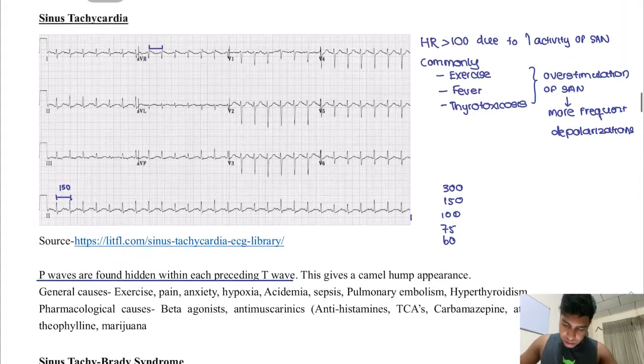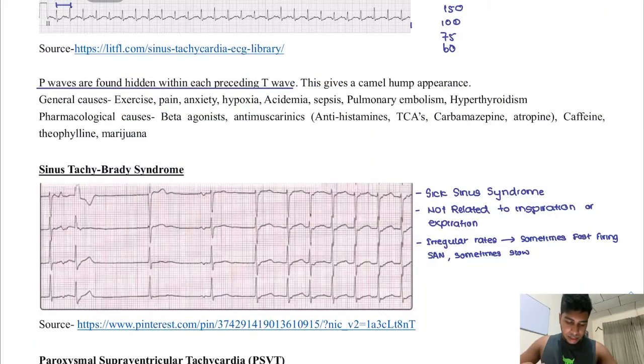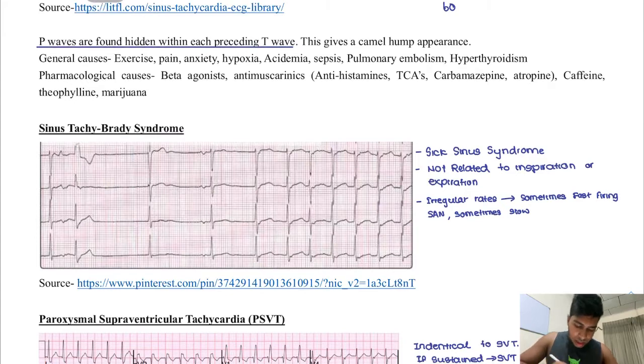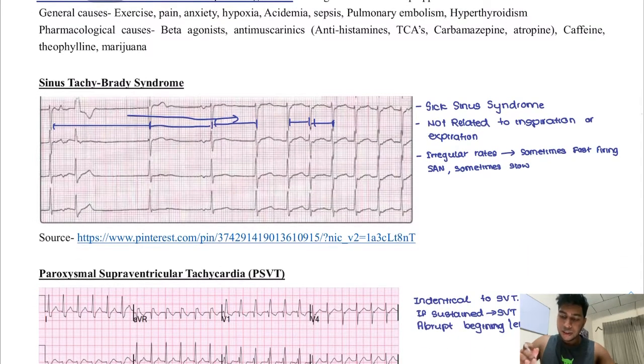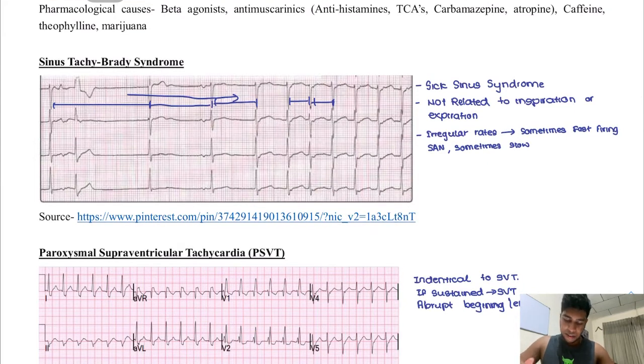Okay, so this is a sinus tachycardia. Next, we have a condition. This is one long ECG. It goes this way, it's one long ECG. You will see there's tachycardia, 2 boxes, and there's bradycardia. See, look at this gap. So this is gradually becoming faster as you go this way, and you have tachycardia. So this is called sinus tachybrady syndrome. Another word is sick sinus syndrome. Okay, and this is not related to inspiration or expiration. Just remember that fact. Okay.